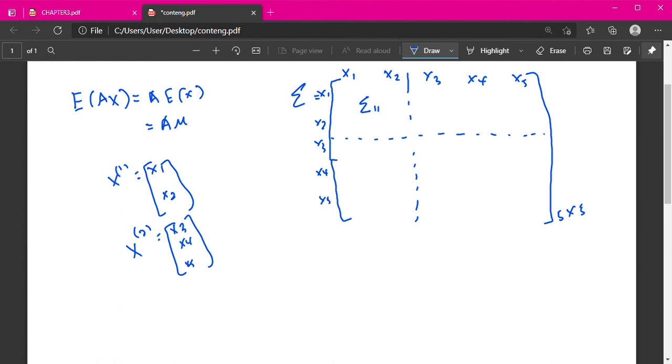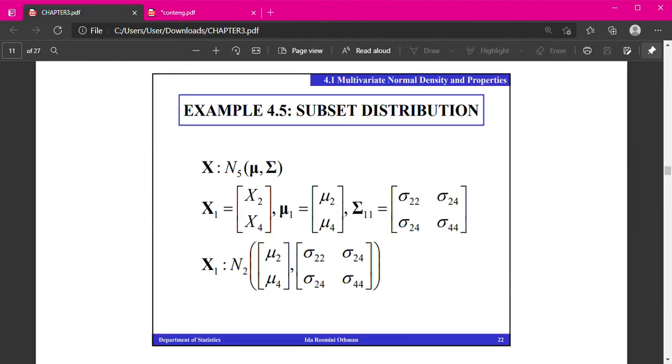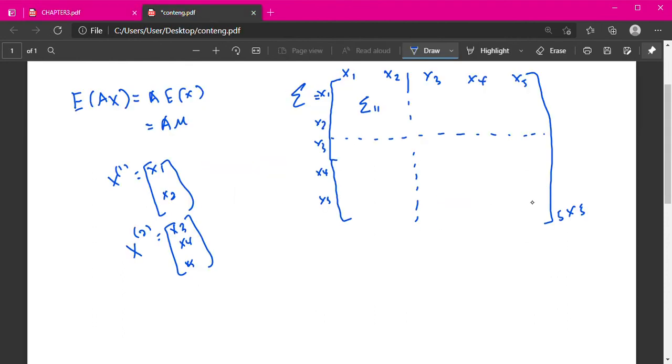Tapi sekarang sebab dia subgroupkan kepada X2 dan X4, so you kena susun dulu you punya big sigma kepada X2, X4 dulu, dan yang lain will be X1, X3, X5. Sama juga lah dekat sini, X2, X4. Okay, kena susun balik lah daripada sini.